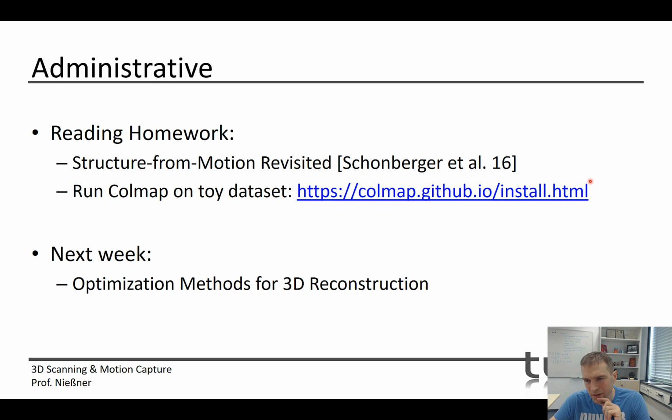Actually, also have a look at the LSD-SLAM paper. That's a very good paper too to have a look at. So these are the two papers to read: Structure from Motion Revisited and LSD-SLAM. And run COLMAP. Try it out on a bunch of images, see what you get. And next week, we're going to talk about the optimization methods.